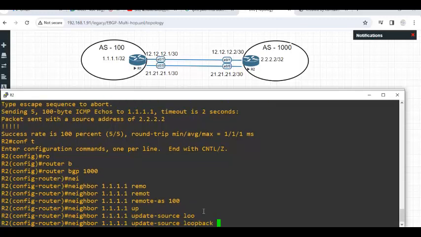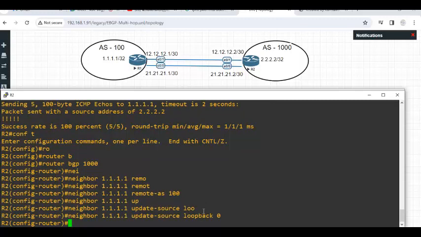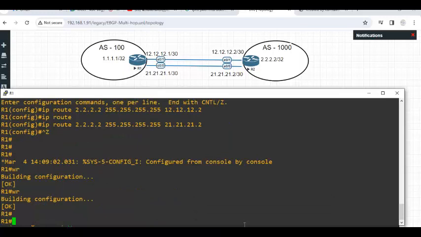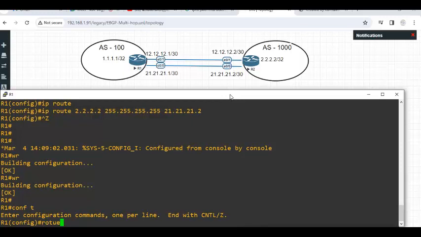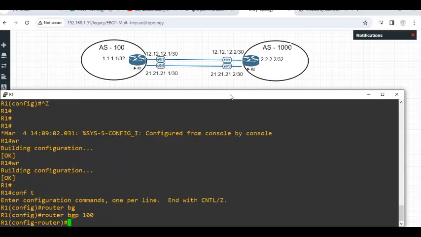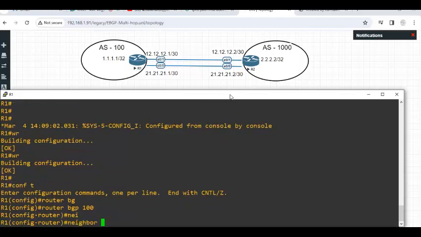Let us go to the next router. Router BGP 100. Neighbor is 2.2.2.2. Remote AS is 1000. Neighbor 2.2.2.2 update-source loopback 0. Clear?